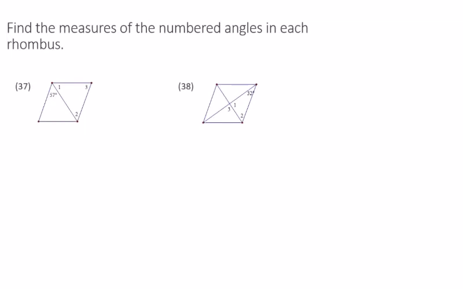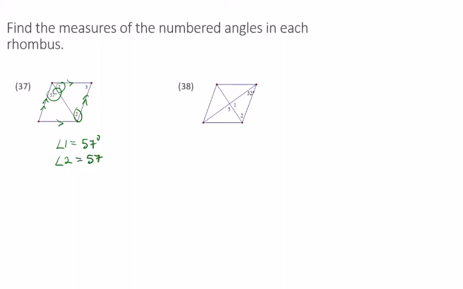All right. So 37, 38, we're finding the measures of the numbered angles in each rhombus. So we know it's a rhombus, and so angle 1 would have to be 57, right? Because the diagonal bisects that angle there. Angle 2 would also have to be 57, right? Because these are alternate interior angles. We know these are parallel and these are parallel. So we have alternate interior angles. So angle 2 would be 57.